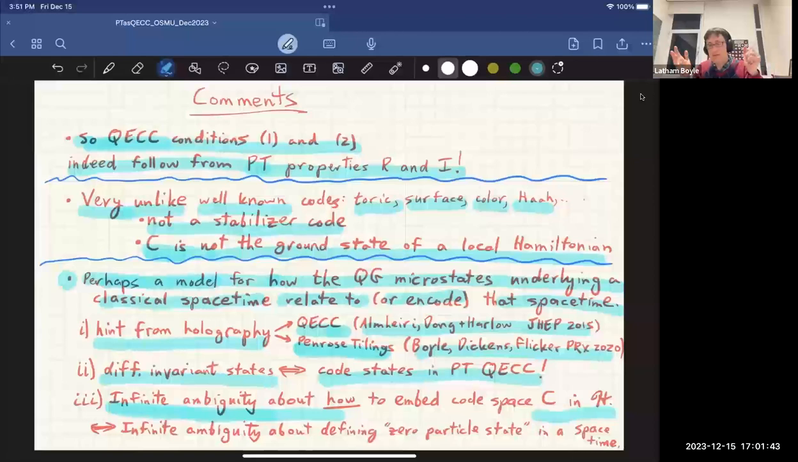You get a different inequivalent embedding of the code space C in the larger Hilbert space H. That seems to reflect the infinite ambiguity about how to define the zero particle state in a given spacetime in quantum gravity. That's famously the fact that on a given spacetime there are many different quantum states that different observers would call, one observer might call this one the zero particle state and that state full of particles, whereas another observer might say the opposite. That's this famous effect in quantum field theory in curved spacetime. That's responsible, for example, for the phenomenon of Hawking radiation from a black hole, or one way to understand the phenomenon of Hawking radiation in any case.